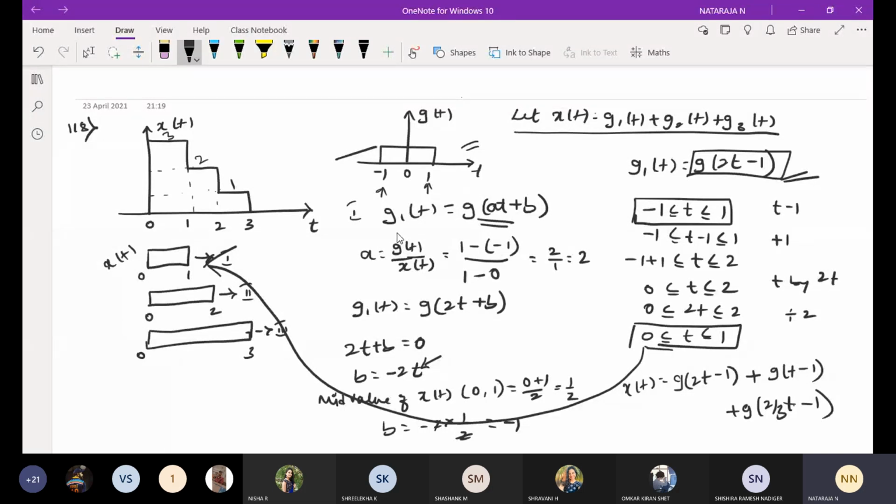Now I need to find the b value. I will make use of this equation. I am going to equate this equation to 0. 2t plus b is equal to 0. Then b is equal to minus 2t, I got. I need to find the t value.